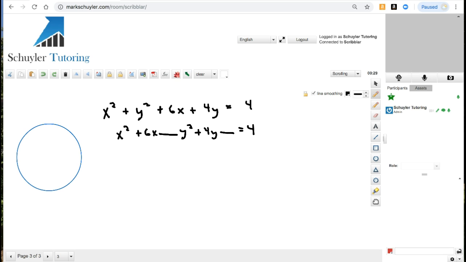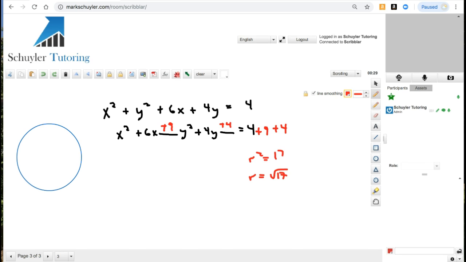Look at that. All right, so in here, what's half of 6? 3. 3 squared is 9. I'm going to add 9 to this side, which means I instantly add it to the other side. I don't want to forget. Got to balance out my equation. Half of 4 is 2. 2 squared is 4. I add another 4 here. So I have my r squared equal to 17, which means the radius is a pretty ugly number. It's the square root of 17, but that is the radius.